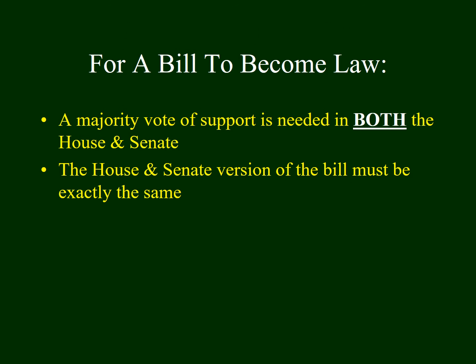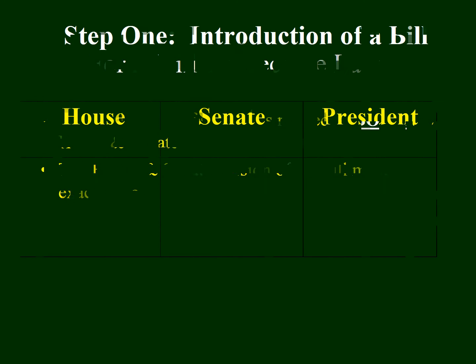So before we get started on some of those specific steps, I did want to start with 2 concepts. First of all, for a bill to become a law, a majority vote in support of a proposal is needed in both the House of Representatives and the Senate. Secondly, the House and Senate version of a bill has to be exactly the same. So if they support a tax increase, let's just say, the House and the Senate have to support it at the same level. All the I's have to be dotted the same. All the T's have to be crossed the same. Okay? So these are 2 key concepts.